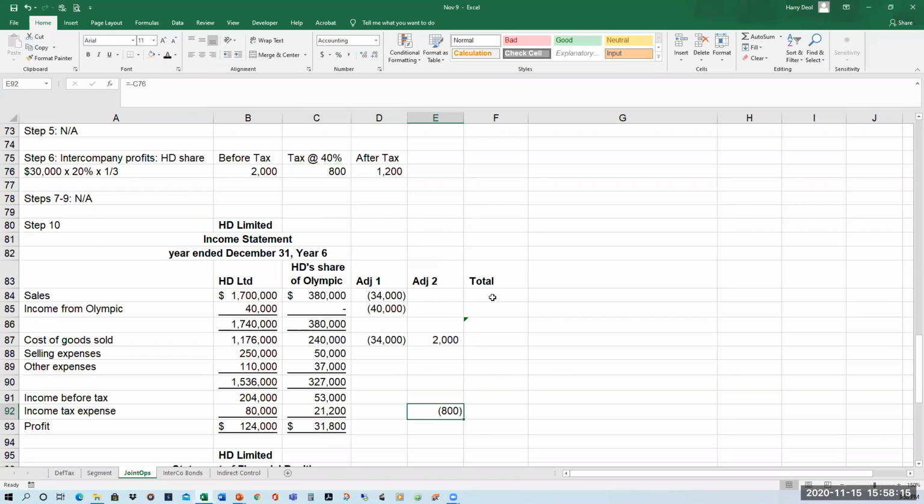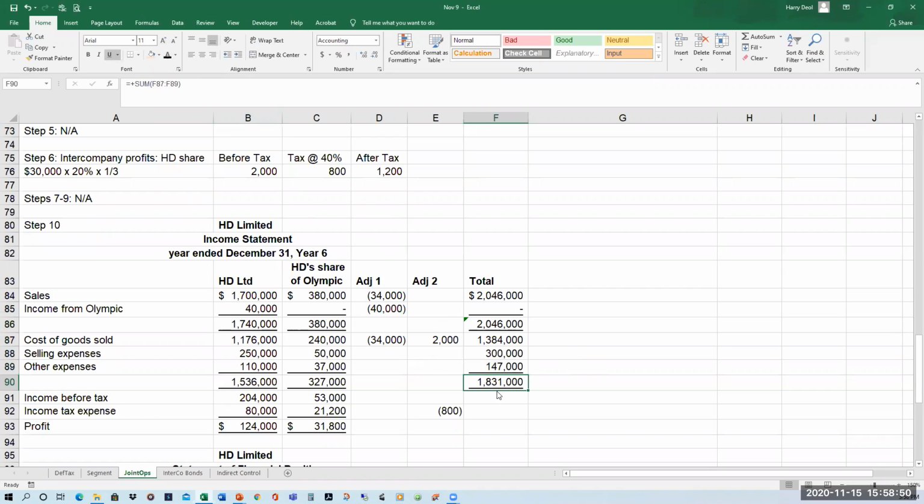So after this, if we were to calculate the totals, the total sales, HD's sales plus HD's share of Olympic's sales minus the intercompany portion, you get $2,046,000. The income from Olympic is wiped out, so we get total revenues of $2,046,000. The cost of goods sold adds up to $1,384,000. The rest of the expenses, they don't have any adjustments as such.